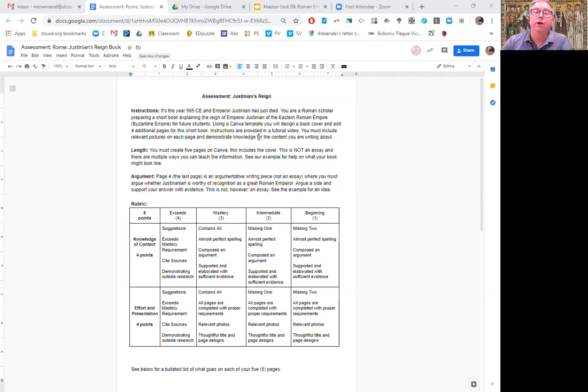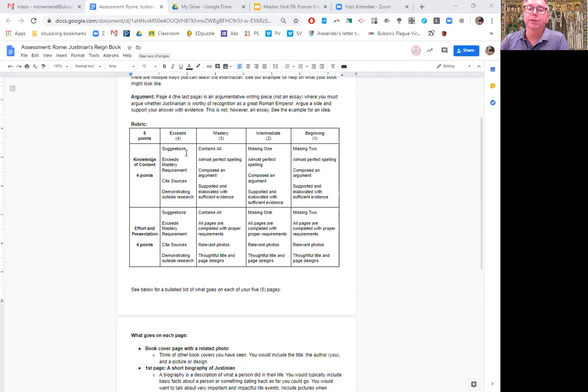Argument. Page 4, the last page of your book, is an argumentative writing piece, not an essay, where you must argue whether Justinian is worthy of recognition as a great Roman emperor. Argue a side and support your side with evidence. This is not, however, an essay. See the example for an idea. So we have the rubric next.